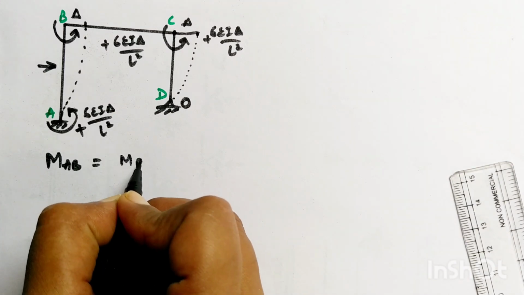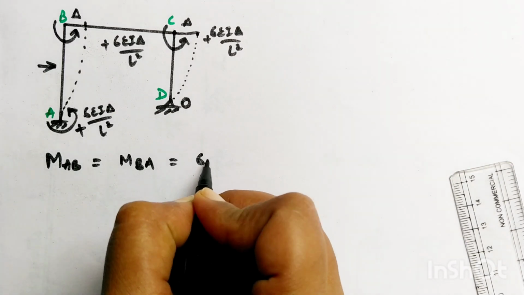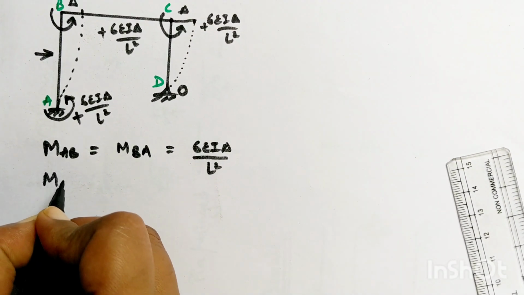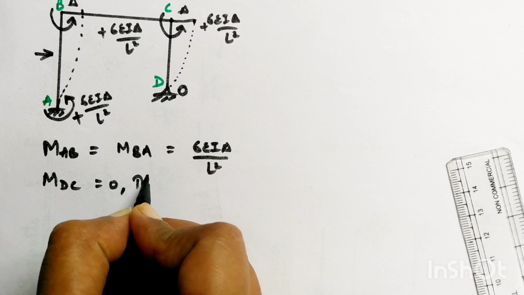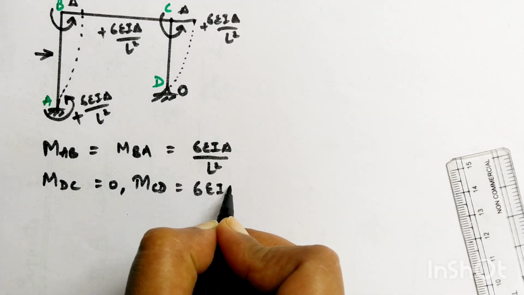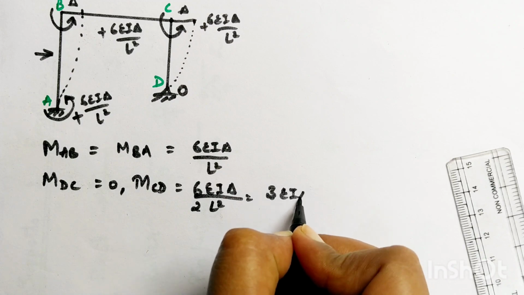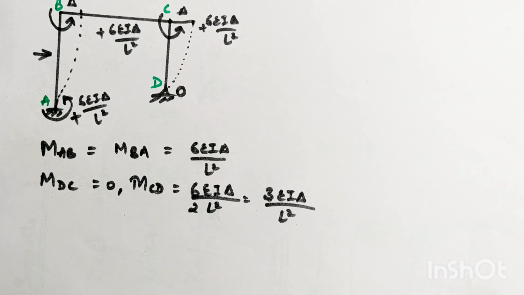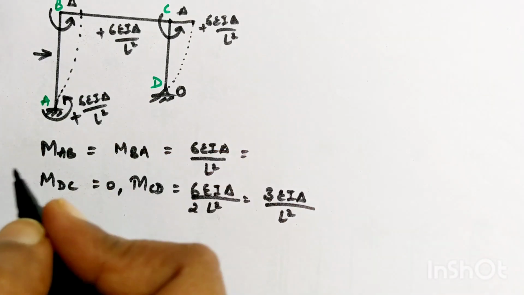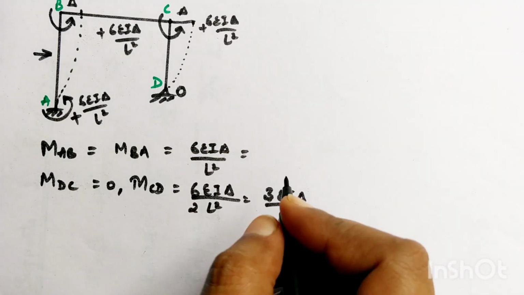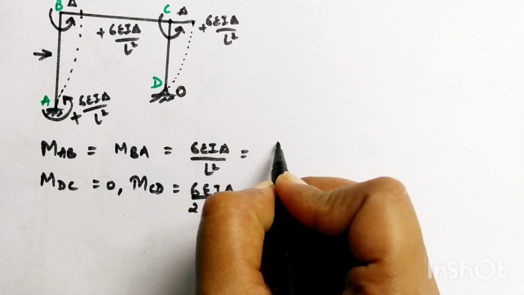So your MAB and MBA have the same positive 6 EI delta by L square moment, which is occurring because of the geometry of the structure. MDC is 0 and this one is 3 EI delta by L square because it is a hinge. So because it is a hinge, half of the moment will be transferred. So we have to write it like this.